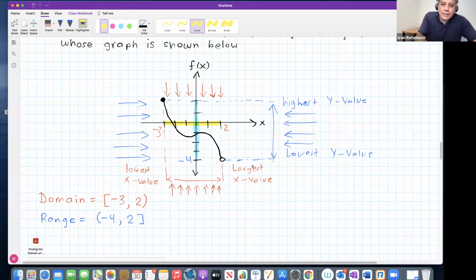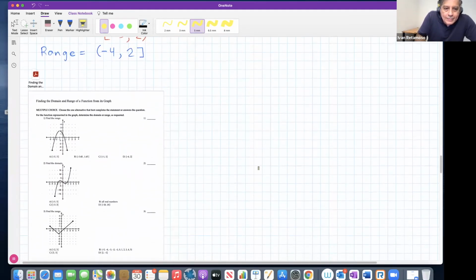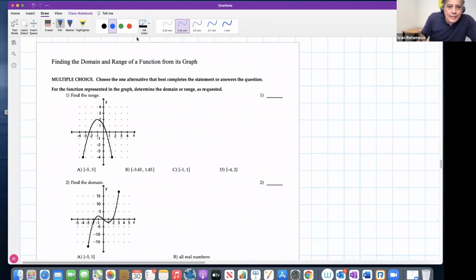So domain and range from a graph. It's not that difficult, guys. Now, let me see if you can do one of these. I'm gonna start with this one. Actually, let me do the first one for you, and then I will ask you to do the others. I will start with the first one here. Find the range of this function, the one having this graph.